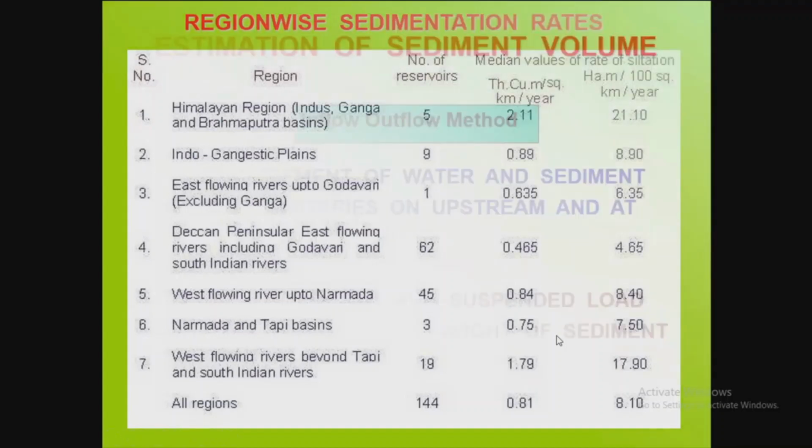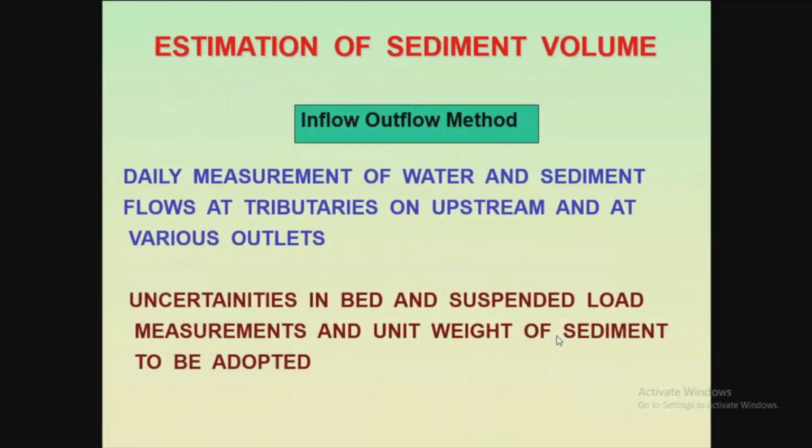Now, next is estimation of sedimentation volume through the inflow outflow method. It looks simple: you have to measure the inflow water coming from the river to the reservoir, and the outflow from the reservoir, and how much sediment laden water is there. You have to measure the sediment in that, calculate what sediment is passed down to the reservoir, and calculate the difference. It looks very simple, but it's very tedious because we have to take measurements, and they are continuous measurements.